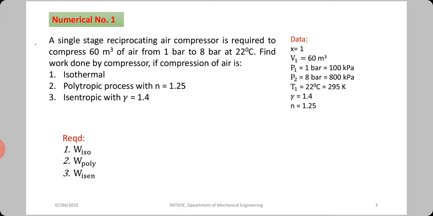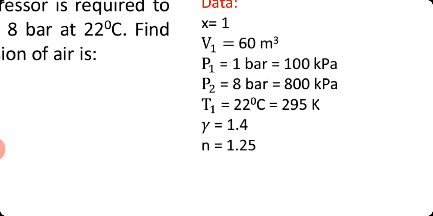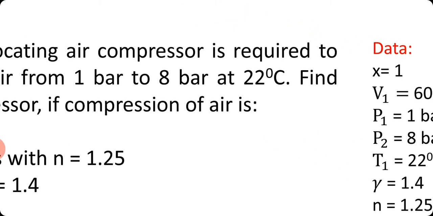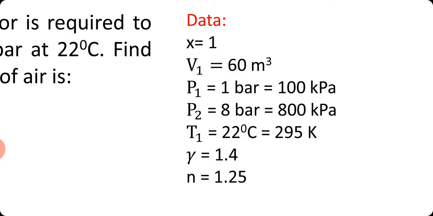Is required to compress 60 meter cube of air. Now meter cube is the unit of volume, so 60 meter cube is V1, that is volume V1, 60 meter cube. From 1 bar to 8 bar. As air is compressed from 1 bar to 8 bar, suction pressure is 1 bar, indicated by letter P1, and delivery pressure is 8 bar, indicated by letter P2. So P1 and P2 are converted into kilopascal as 100 kilopascal and 800 kilopascal respectively.